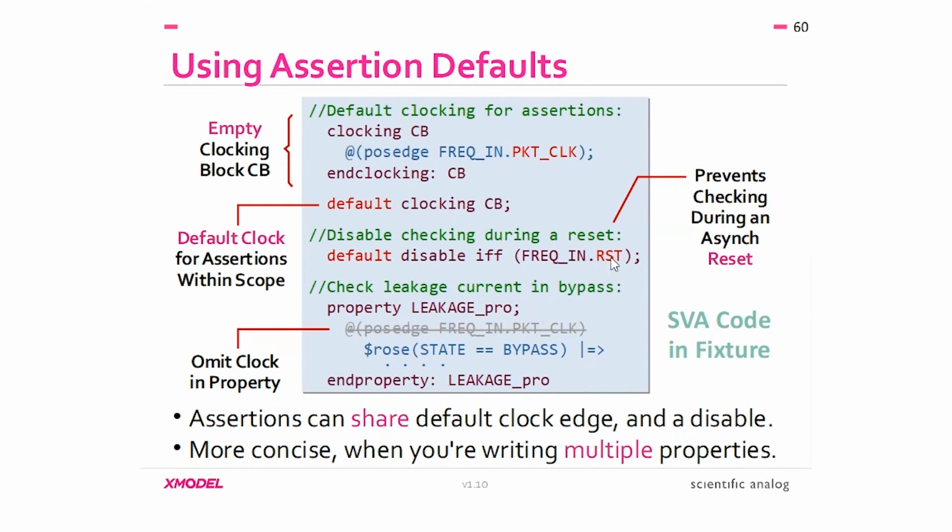Similarly, all our assertions should be disabled when reset is active. And so we're using a default disable iff clause to specify that as default behavior for all assertions within the scope. And so assertions can be powerful in supplementing our OOP testbench. In the next section, we'll turn our attention to another important topic, functional coverage.